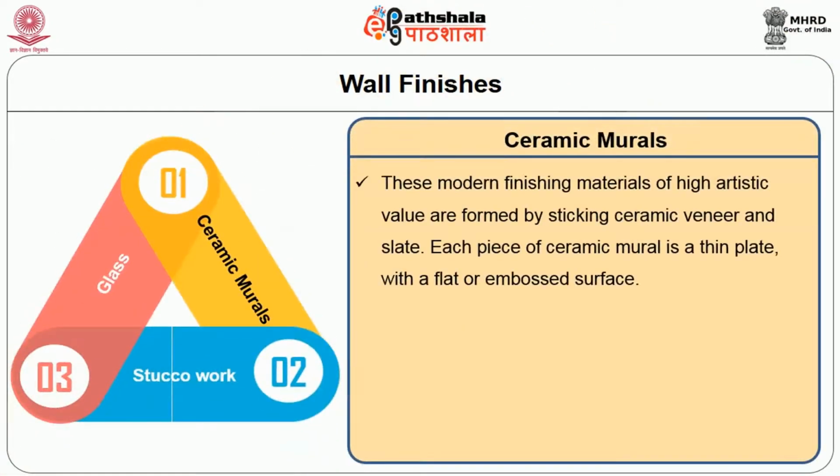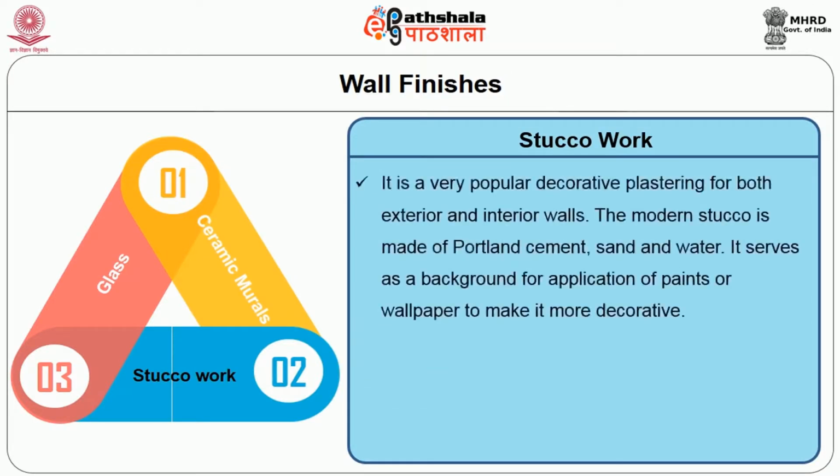Ceramic murals. These modern finishing materials of high artistic value are formed by sticking ceramic veneer and slate. Each piece of ceramic mural is a thin plate with a flat or embossed surface. Stucco work. Stucco is a very popular decorative plastering for both exterior and interior walls. The modern stucco is made of Portland cement, sand and water. It serves as a background for application of paints or wallpaper to make it more effective.